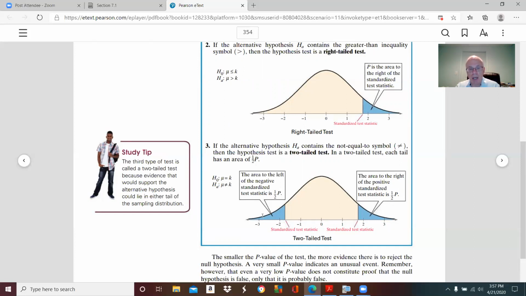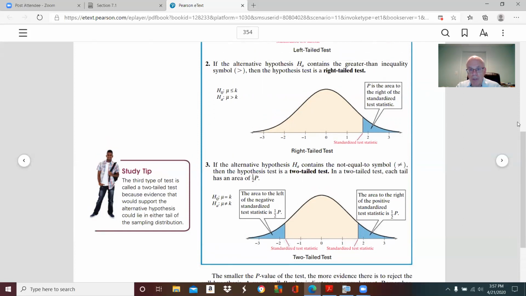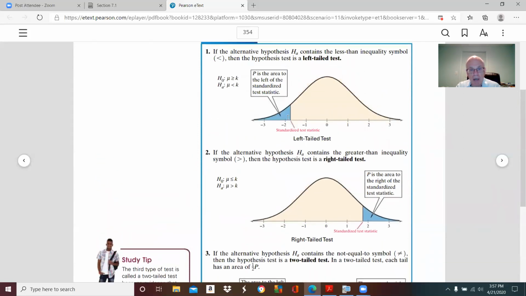So for a two-tail test, we do the same thing that we did for the one-tail tests, with the exception that whatever probability we end up with, we multiply it by 2. For the one-tail test, we don't do that. The area that we find is simply the p-value.